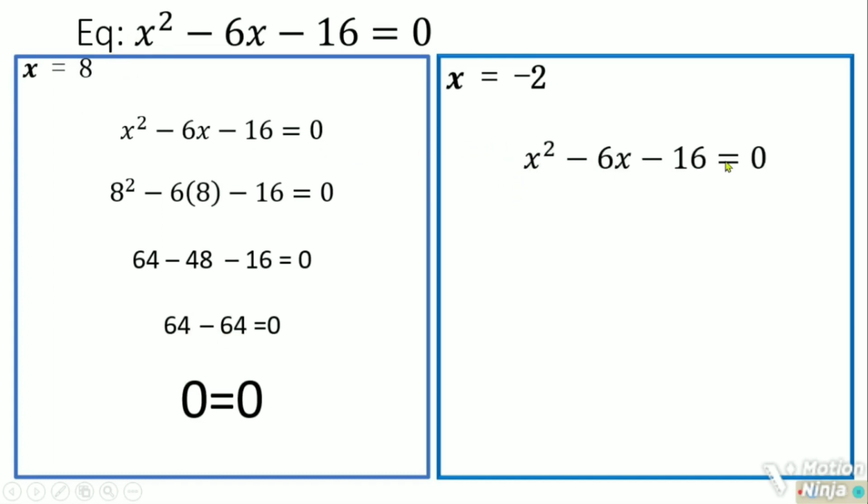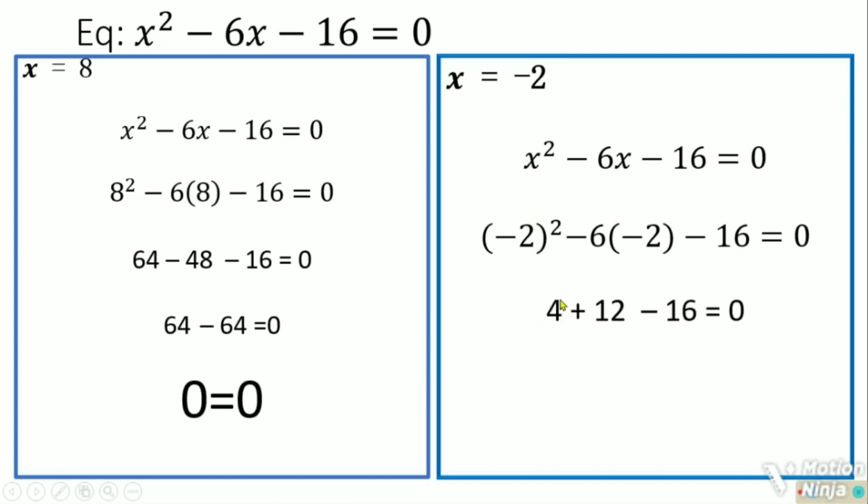And on this side, here is our equation, so we are going to substitute negative 2 in the position of x. So here will be negative 2 squared minus 6 times negative 2 minus 16. Here negative 2 squared is equal to 4, and negative 6 times negative 2 is equal to positive 12, and here we have negative 16, which should be equal to 0. 4 plus 12 is equal to positive 16, and negative 16 gives 0. So 16 minus 16 is equal to 0. 0 is equal to 0, so negative 2 is a correct answer. So these are our answers.